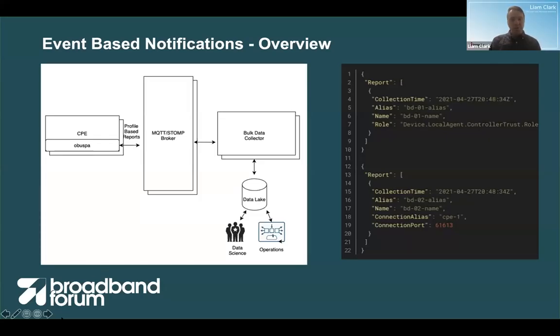So one of the key design goals of USP is to enable real-time data telemetry for service providers. The event-based notification feature provides a mechanism to subscribe and receive data up to a 1 second interval. So as John mentioned, one of the highlights of the Dunlin release was adding the event-based notifications feature.